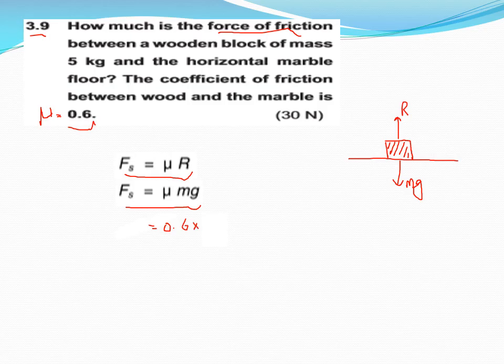times m is 5 kg and the g is 10, and if you multiply all these three factors, you are having 30. And what is the unit of friction? Friction is actually a force, Newton.